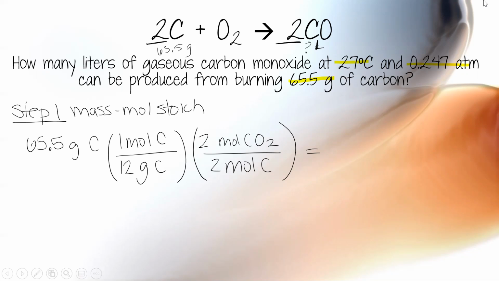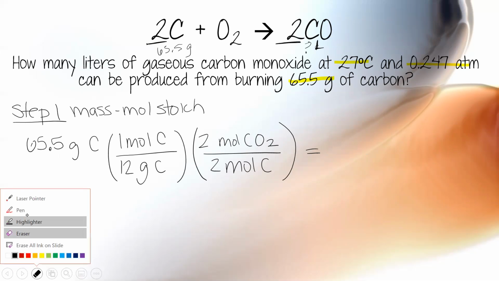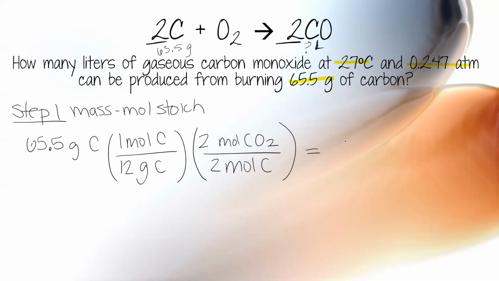And let me find my notes. I get 544. Whoops, that's wrong. Sorry, looking at the wrong stuff. I get 5.46 moles carbon dioxide. So I went from grams of carbon to moles of carbon dioxide. That's a point of stoichiometry, changing from one unit of one substance to a unit of a different substance.